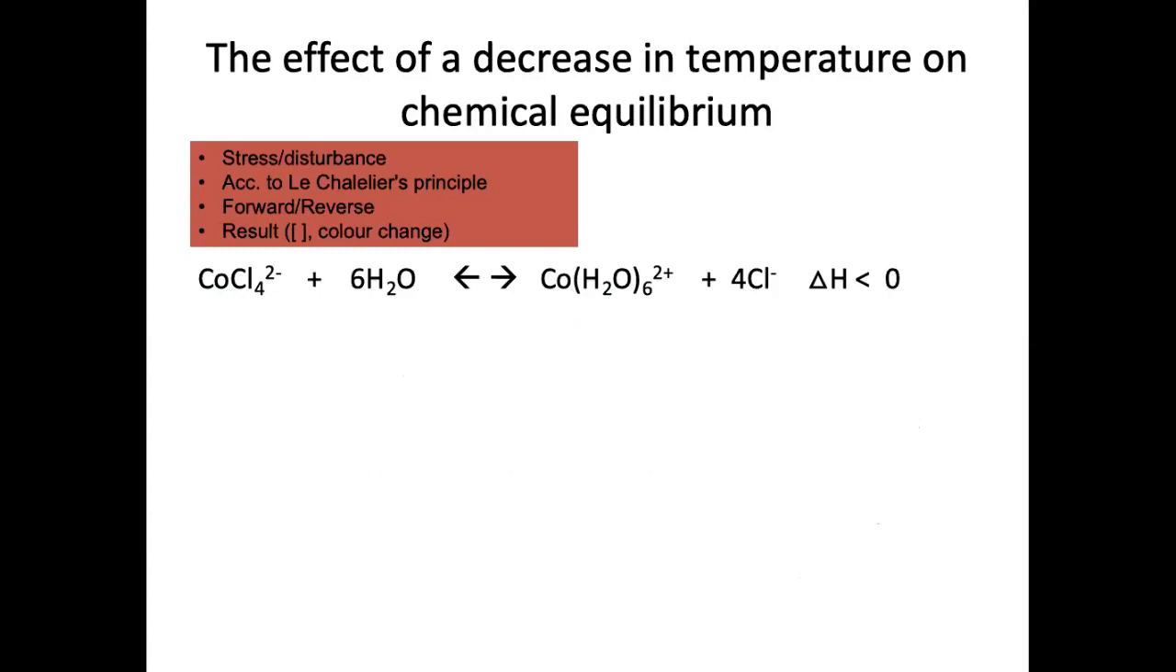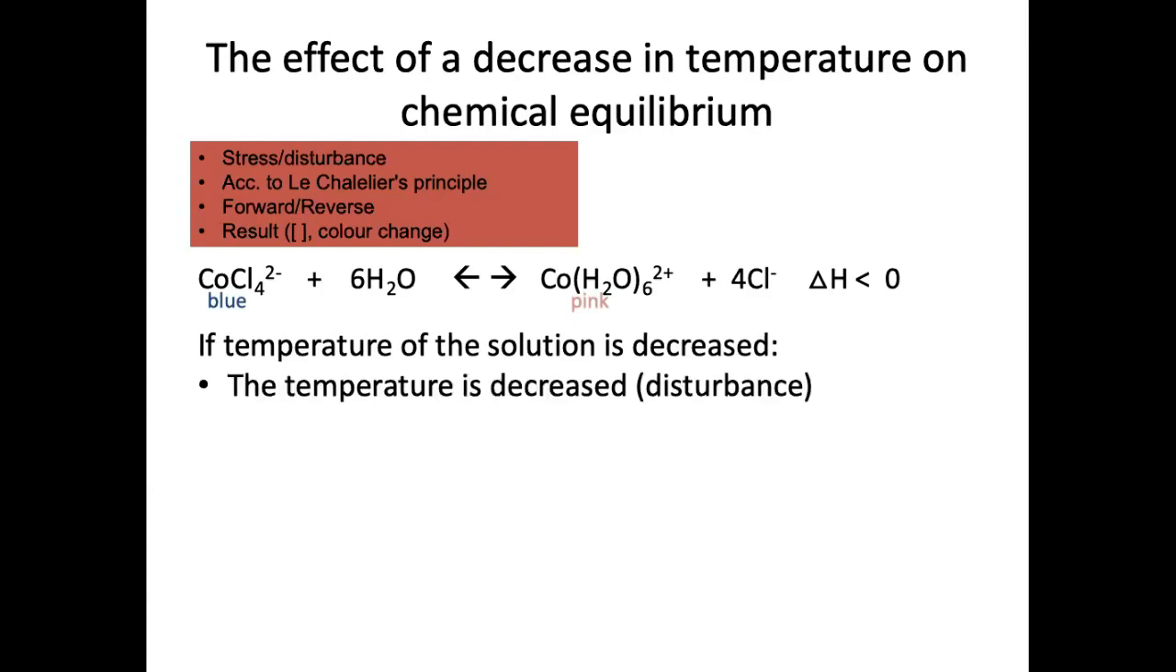If we take the same example, delta H is less than 0, that means the forward reaction is exothermic, right? And now what we're going to do, the temperature of the solution is decreased. So if the temperature of the solution is decreased, then it will favor what? Which reaction? Let's write down the solution in terms of 4 steps. The disturbance is a decrease in temperature. According to Le Chatelier, the system will favor the reaction that increases the temperature.